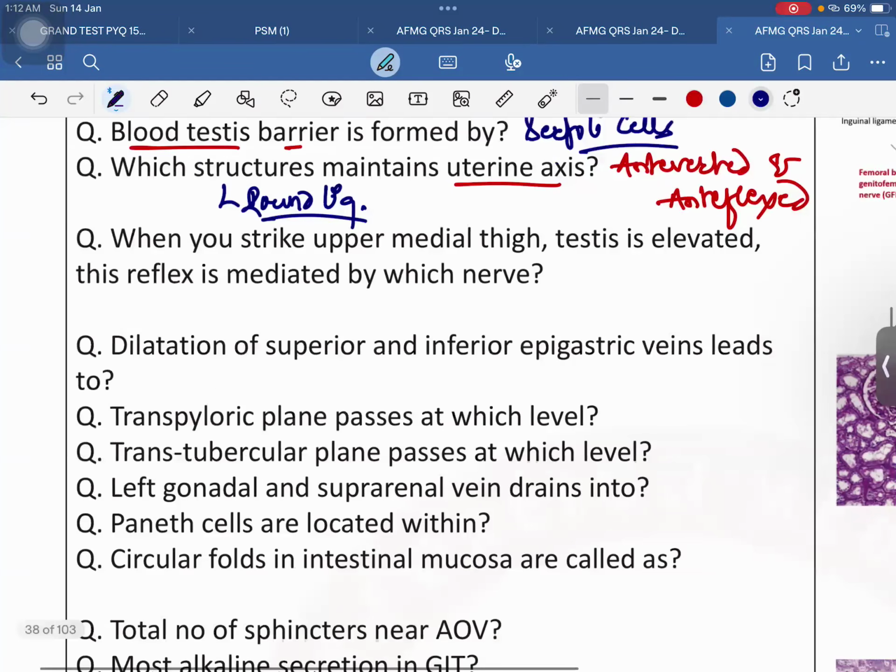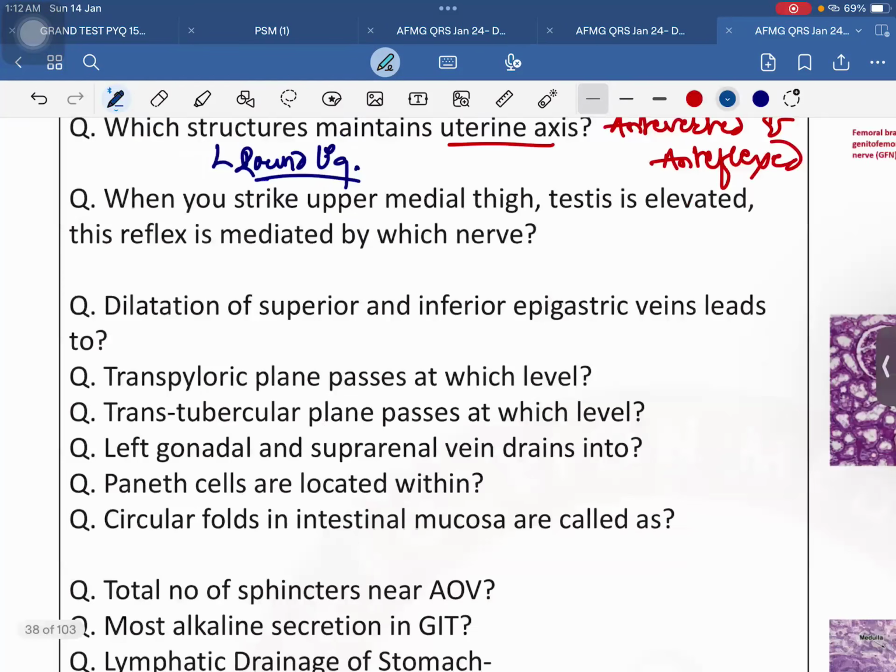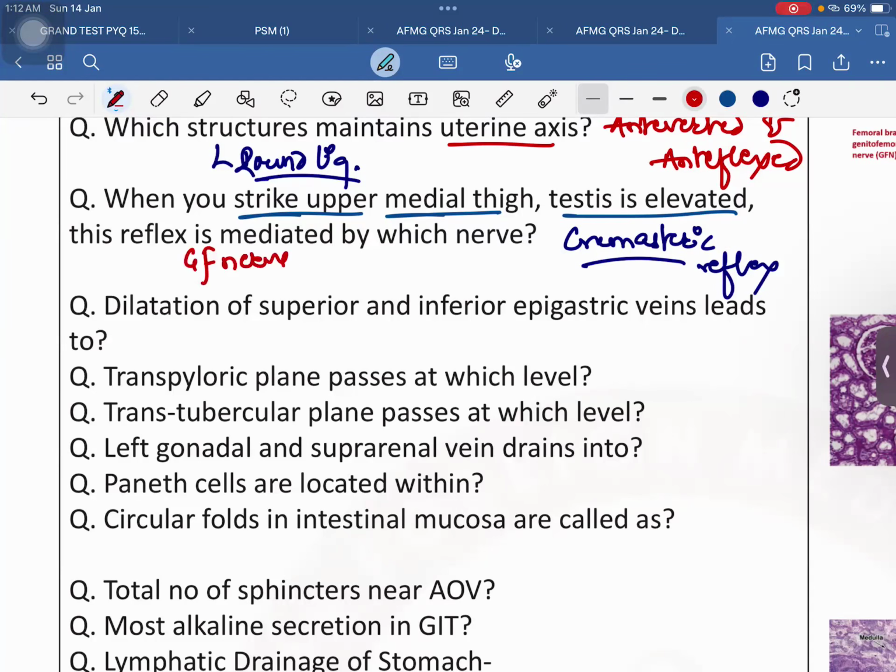Next, when you strike, beta, the upper medial thigh, the testis gets elevated. This reflex is mediated by which nerve? So when you strike the upper medial thigh, the testis or the scrotum is elevated. This reflex, beta, is known as the cremasteric reflex. Okay, and this cremasteric reflex is due to the genitofemoral nerve. Yes, it is due to the genitofemoral nerve, beta.